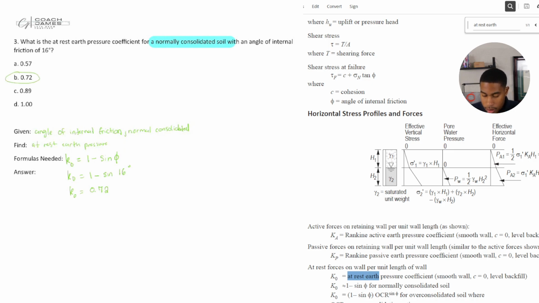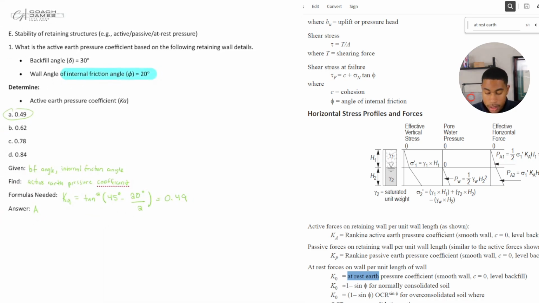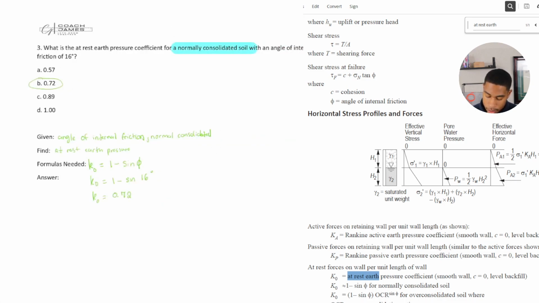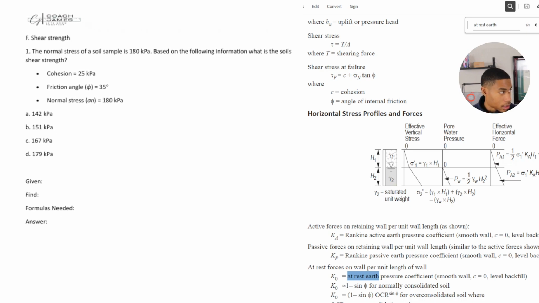All right, so this concludes the stability of retaining structures, or retaining walls, section. It's not super hard. You just have to know what to plug in and where to go to solve. So in the next section, we're going to be looking at shear strength and go through a few different practice problems on those. So I will see you in the next video.